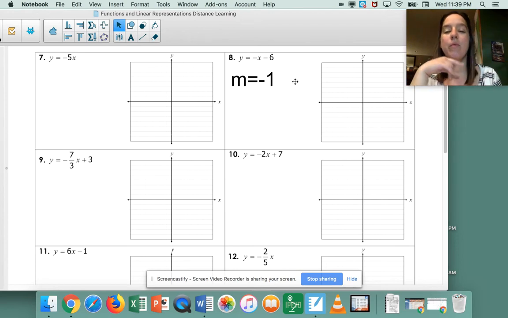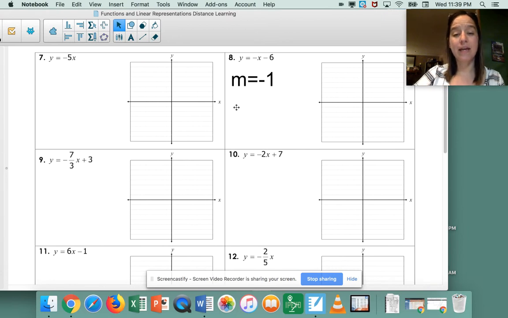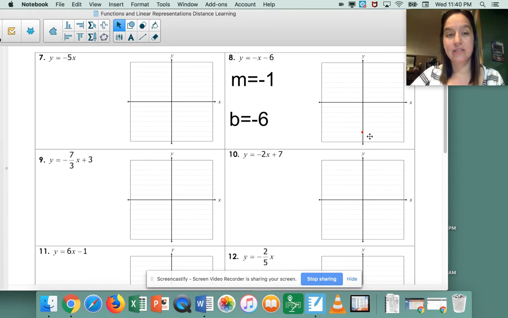So what I want to talk about with number 8 is that notice that there's not a coefficient to x. It just says negative. Well, if there's not a coefficient, it means that the slope is 1, which means 1 over 1. This one is negative, so therefore it's negative 1 over 1. And my y-intercept is negative 6. So again, when I'm graphing, I start with my y-intercept of negative 6. I'm going to try and zoom in a little bit. It didn't let me, so that's fine.